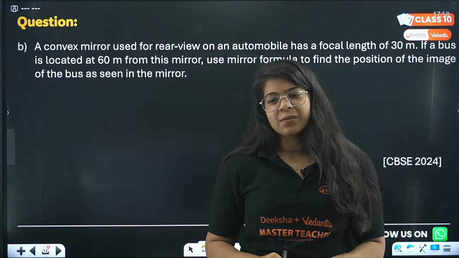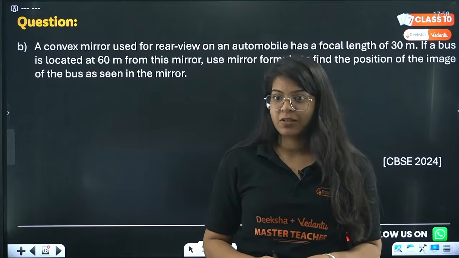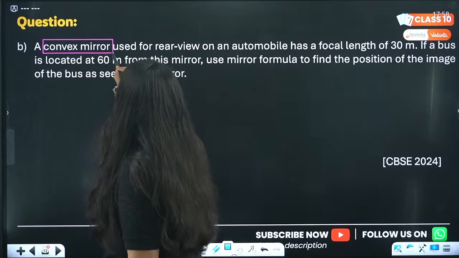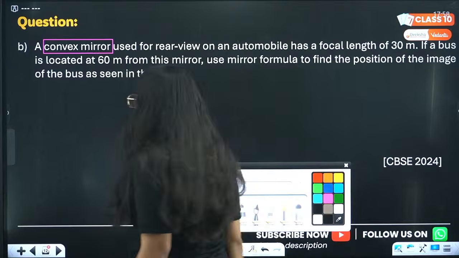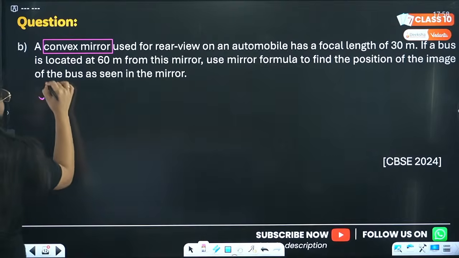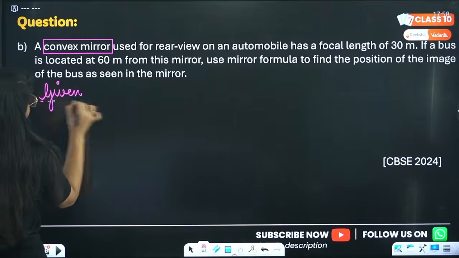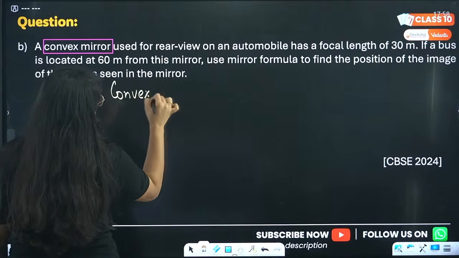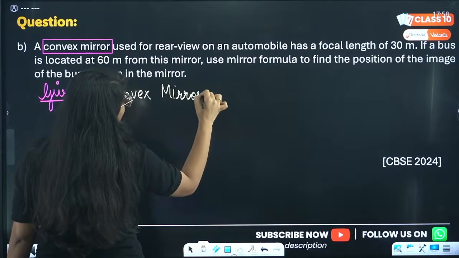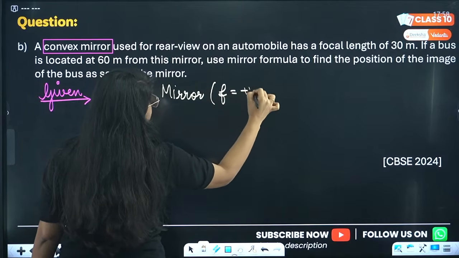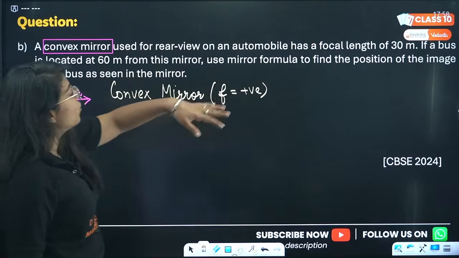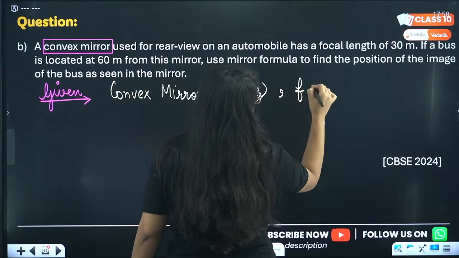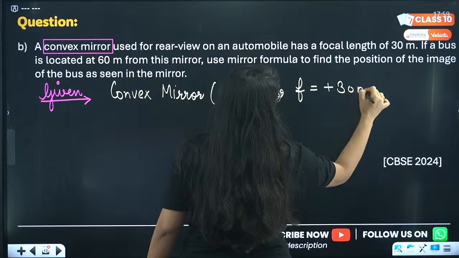Okay, read this question carefully. A convex mirror. So again, highlight the keywords. A convex mirror is given, right, beta? And we will write, given is what? A convex mirror is given. So as soon as we read, we write convex mirror. And what is the focal length of a convex mirror? Focal length is positive. For a rear view on an automobile, it has a focal length of 30 meters. So this convex mirror has a focal length of plus 30 meters.